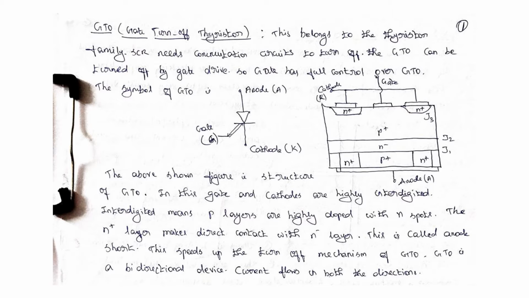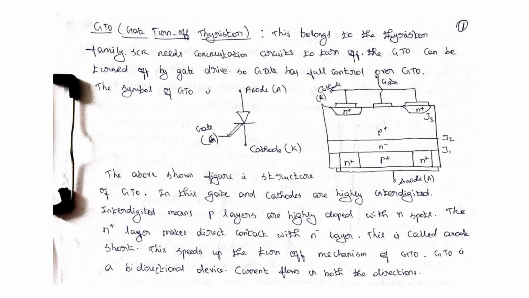Here you can see that there are P plus, N minus, P plus regions, then N plus spots. These are the junctions J1, J2, J3. The N plus region forms the gate cathode combination. Whenever we apply positive voltage to the gate, the gate and cathode will be forward biased, current starts, and the GTO starts conducting.